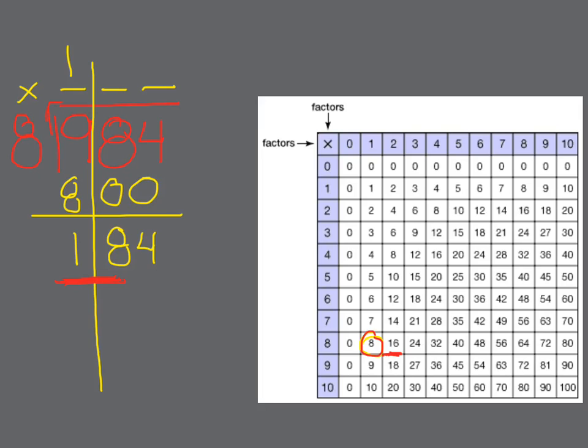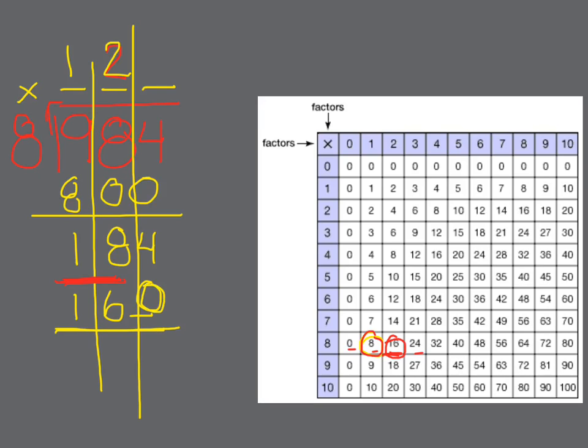18. How many groups of 8 can I take out of 18? Let's look. 0, 8, 16. 24 is too big. It must be 16. So this must be 2. 2 times 8 is 16. And I've got an empty spot here, so I'm going to fill it in. There I was just working with the 16 part, and I had to fill in the 0.